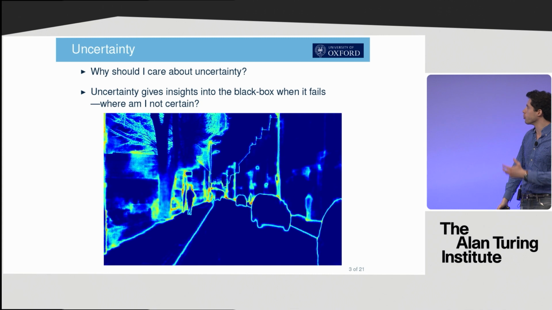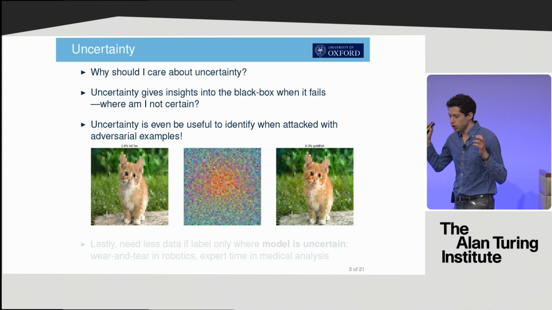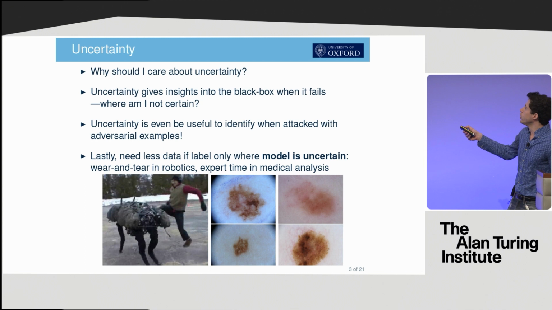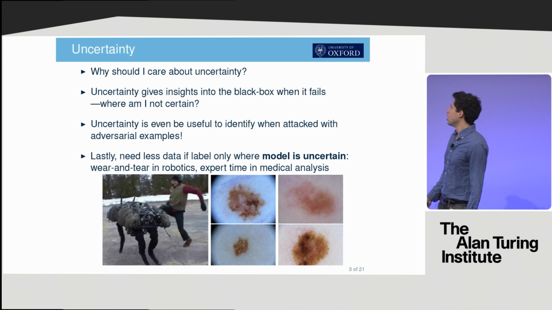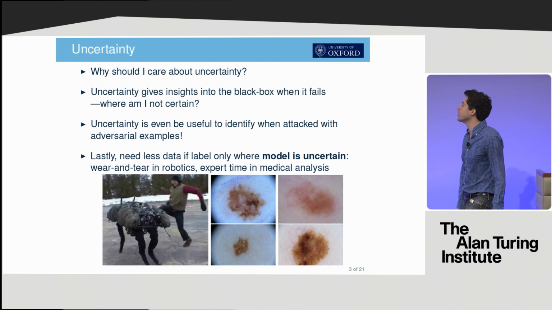Uncertainty can even be used to identify when we are attacked with adversarial examples. And lastly, we need much less data if we only collect labels where the model is uncertain about its prediction. This allows us to avoid wear and tear in robotics, wasting expert time in medical analysis, and so on.